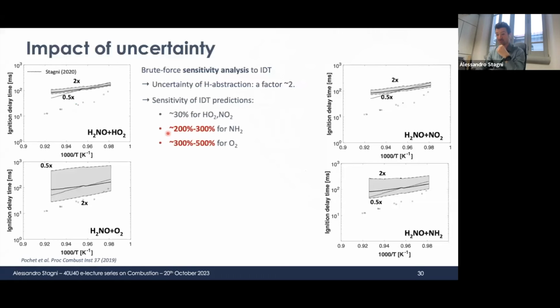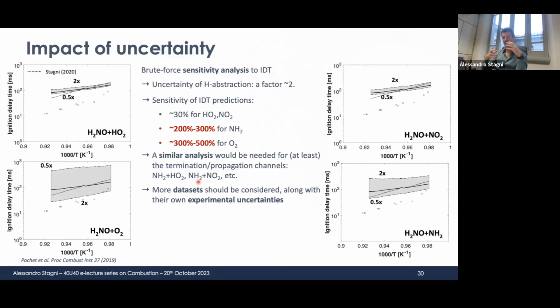And the results are quite interesting because for HO2 and NO2, there was not such a big effect, and the maximum deviation was 30% from the values we calculated with the reaction. On the other side, if we consider ignition delay time by varying the H abstraction by NH2 and O2, we can see that the ignition delay time may vary by a factor 3 or by a factor 5. So the prediction of the model can be completely wrong.